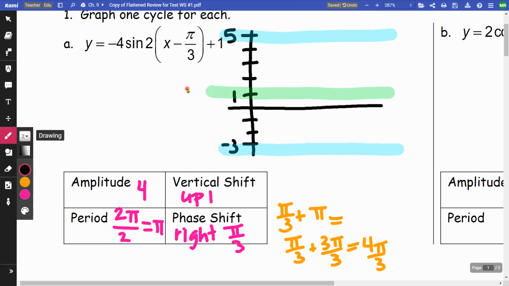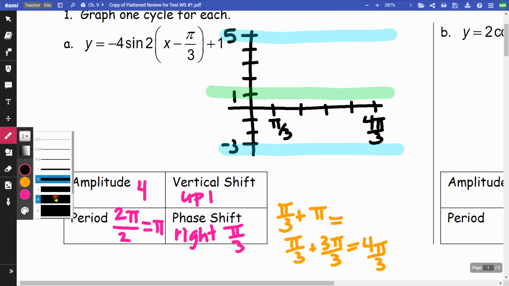Now we are going to be starting at pi thirds, and we're going to go 1, 2, 3, 4. We always do 5 tick marks, and we're going to be ending at 4 pi thirds. So remember, sine is 0 to 0. We're going to start at 0 and end at 0. Okay. So for this, I'm going to be starting here at pi thirds, and that's my 0, which means it's going to be on my vertical shift. I also end at 0. So 4 pi thirds is going to be 0.